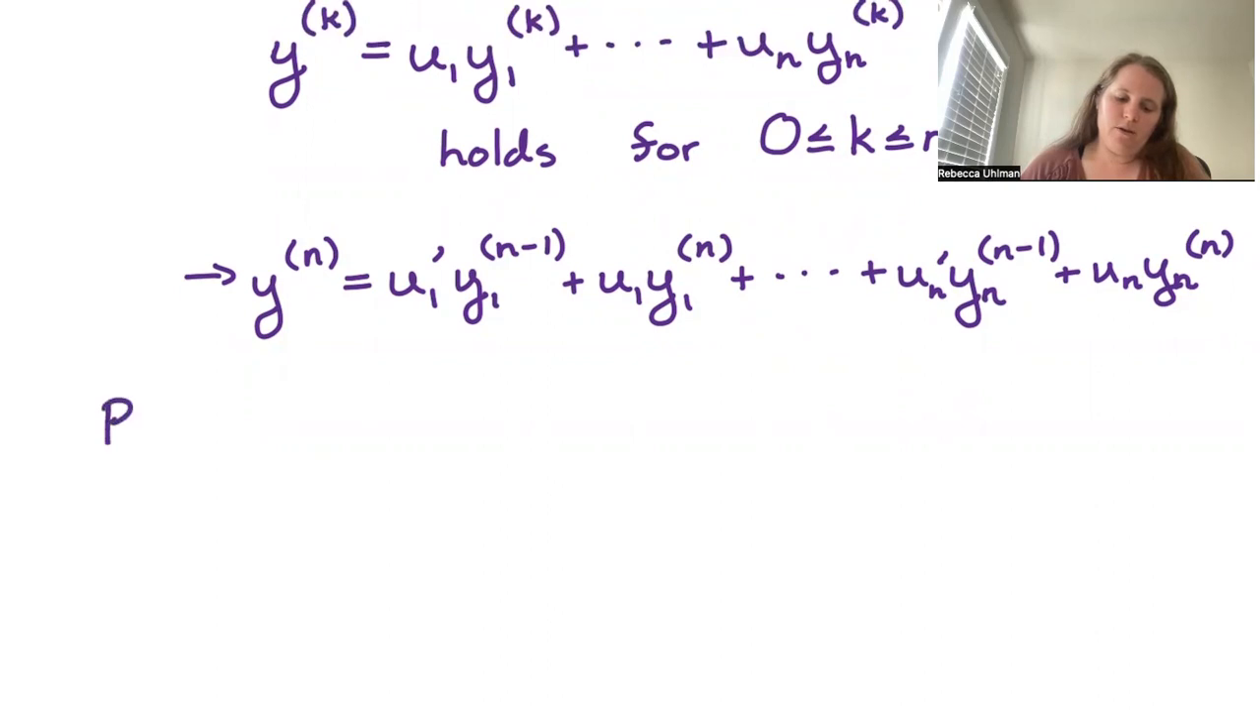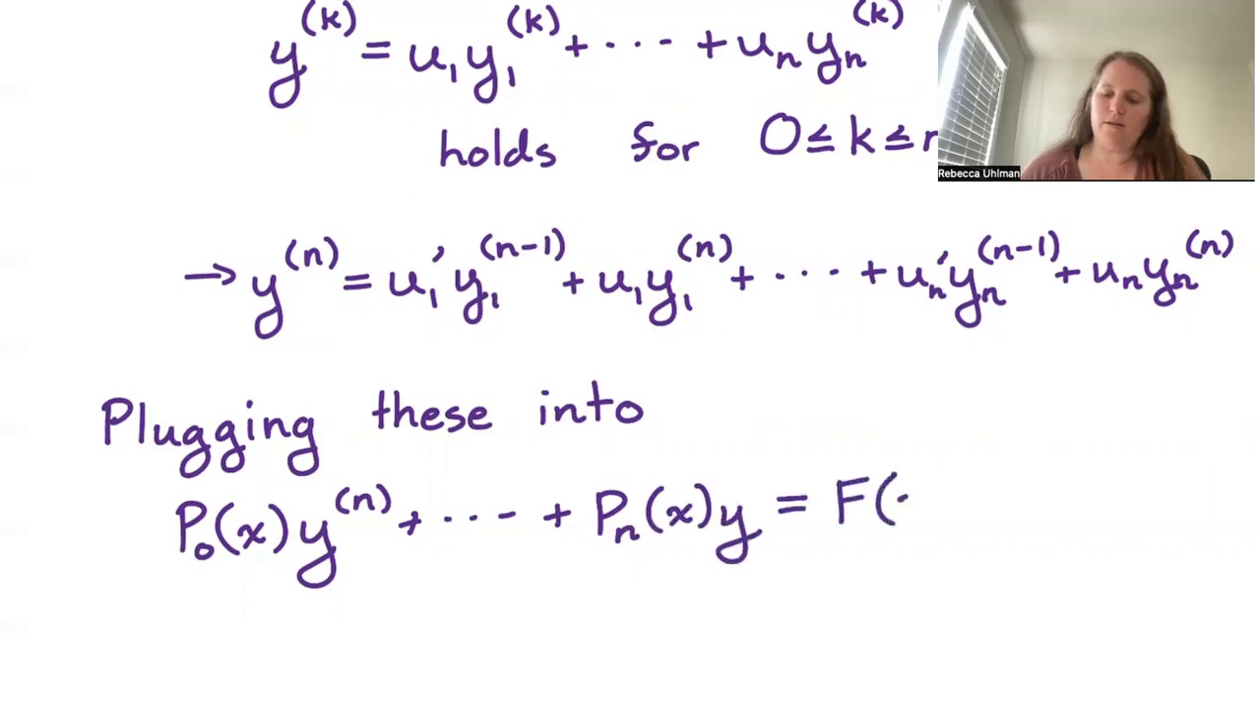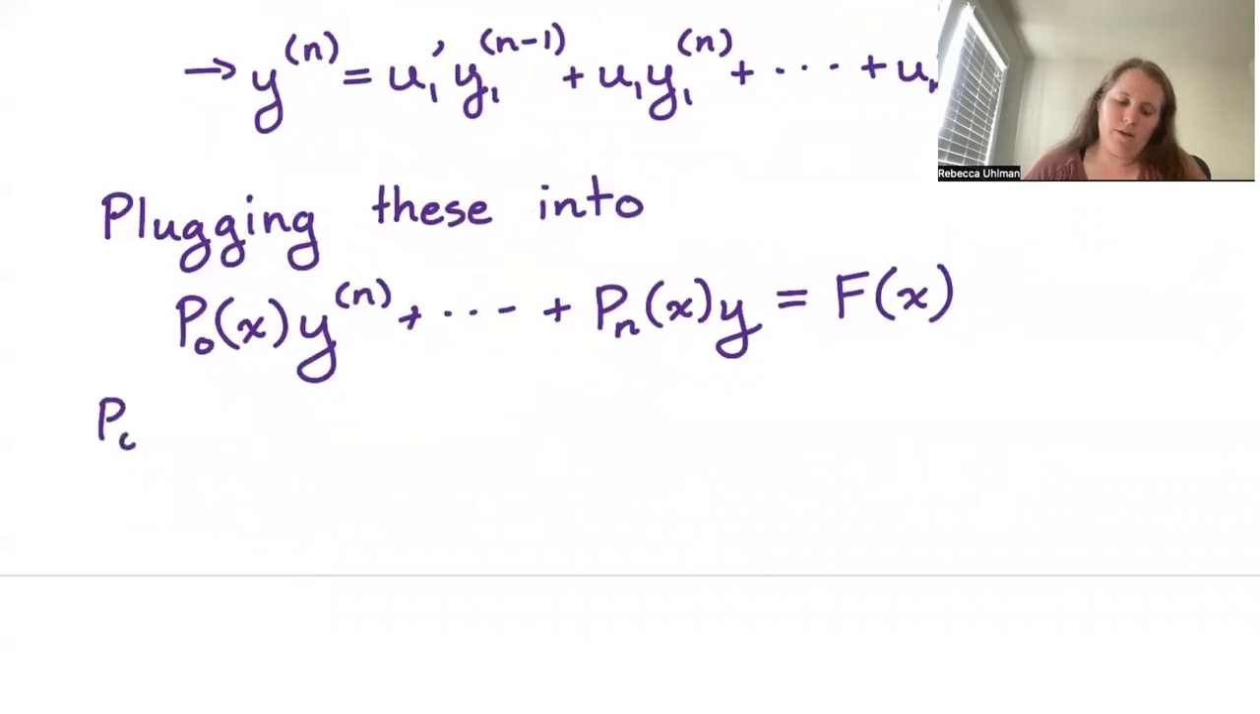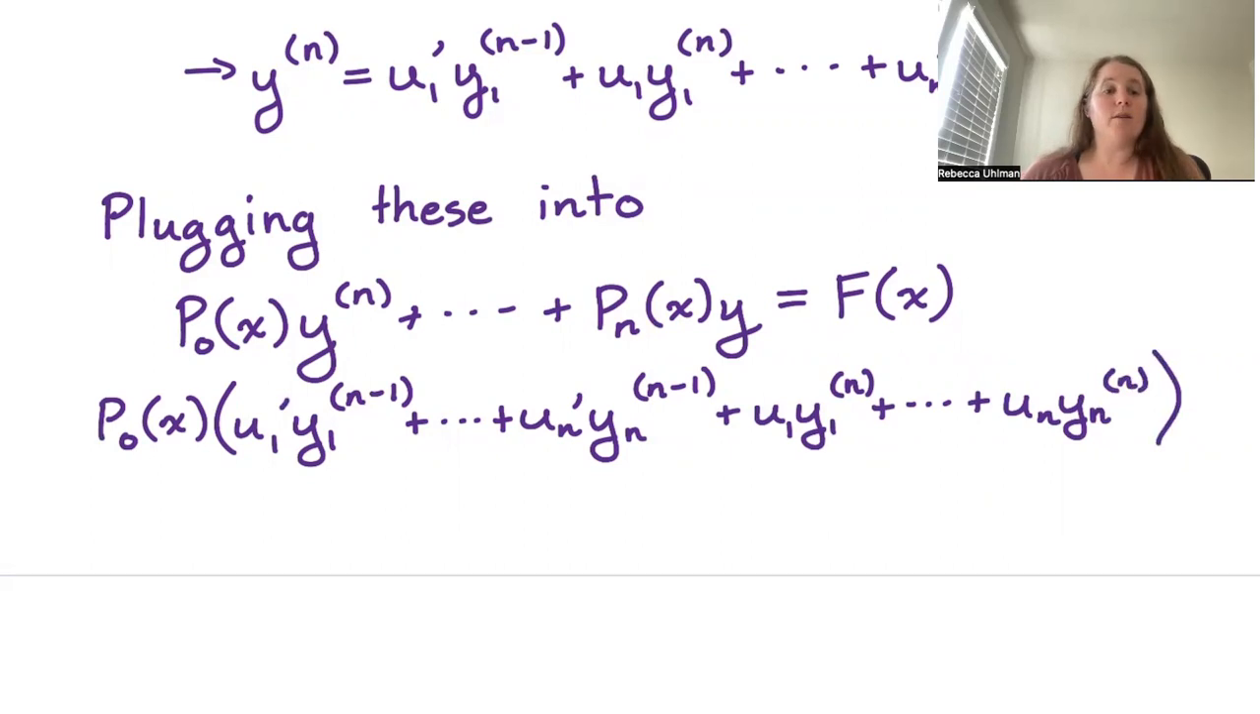So plugging these into p0 of x times the nth derivative of y plus all the way down to pn of x times y equaling capital F of x, we will have p0 of x times u1 prime y1 n minus first derivative plus, I'm going to rearrange these, all the way up through plus un prime times the n minus first derivative of yn, and then plus u1 times the nth derivative of y1 plus all the way down to un times the nth derivative of yn. That's all just multiplying p0 of x.